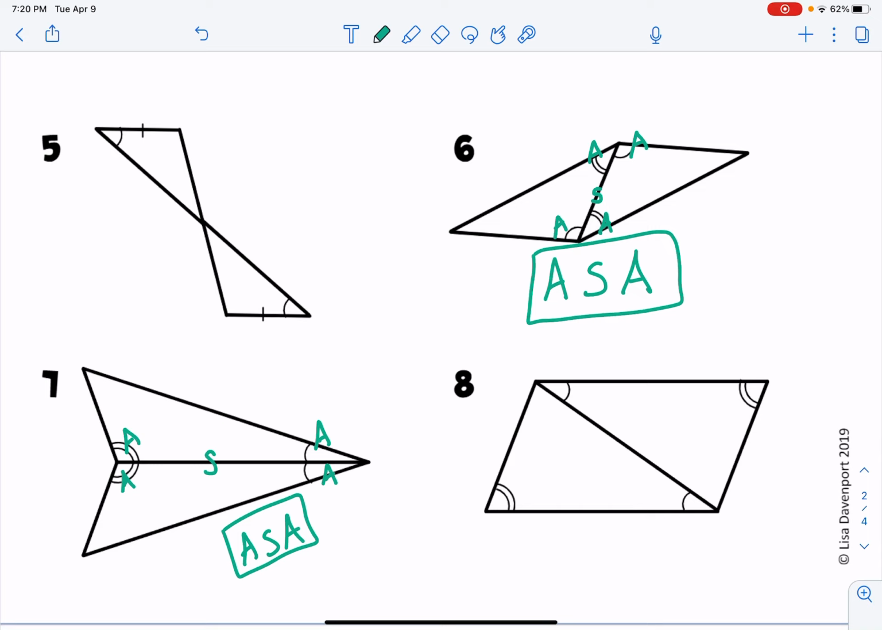All right, let's look at our last one here. We have one pair of corresponding angles. So I'm going to write angle, angle. We have another pair of corresponding angles. Angle, angle. And then our last piece of information we need is this shared side right here. This shared side is a congruent side on both triangles. So that means that our congruence theorem is angle, angle, side.